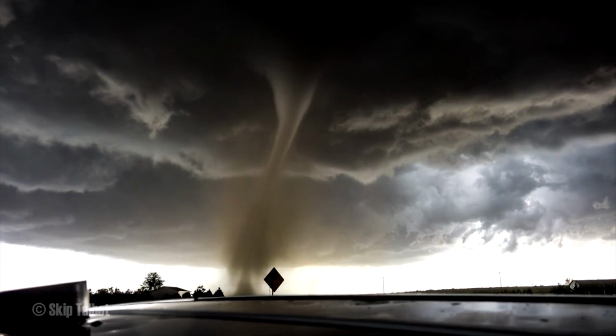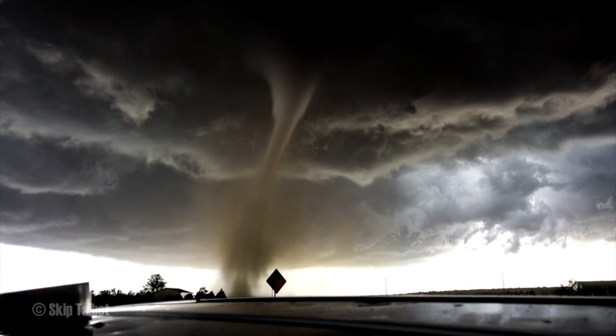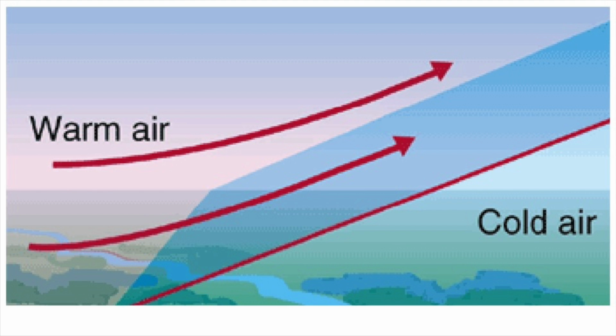A tornado is a destructive force that has a funnel-like shape and is made out of rotating air. Tornadoes are most commonly formed from thunderstorms. You need warm and cold air masses to collide to create a tornado.